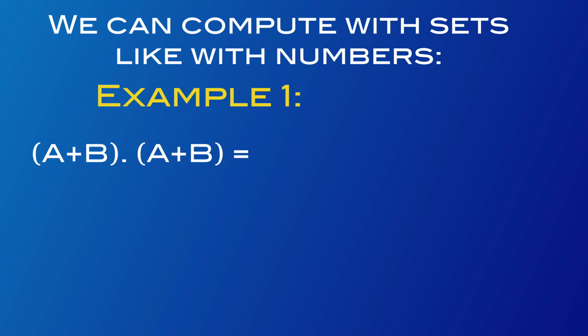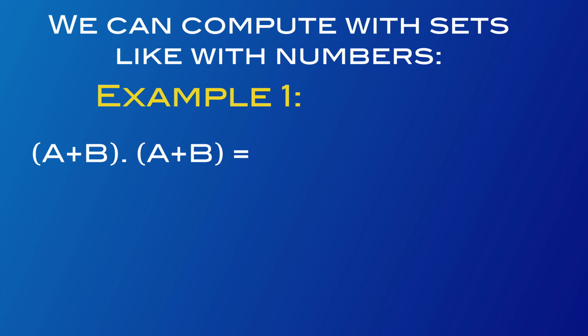We have commutativity of multiplication and addition. We have a 0 element, the empty set, and we have the whole universe as the 1 element. We have associativity, distributivity, all the rules we are familiar with. And here is an example which illustrates this.